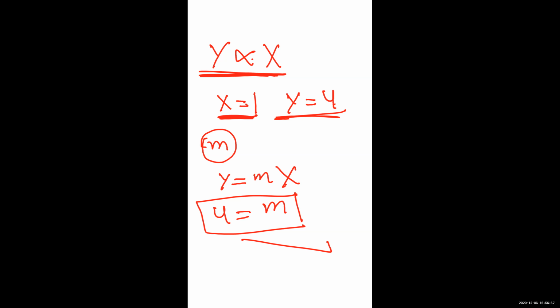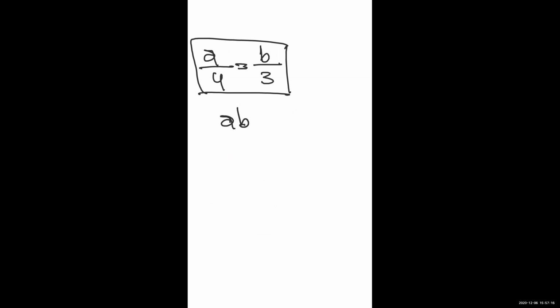The next question. Question 2a. If a over 4 equals b over 3, find the value of AB plus A squared over AB minus B squared. Okay, how to solve this one?